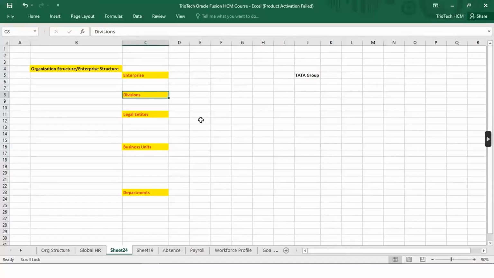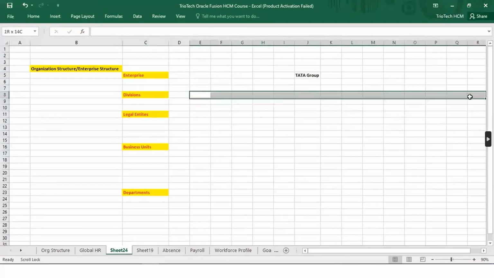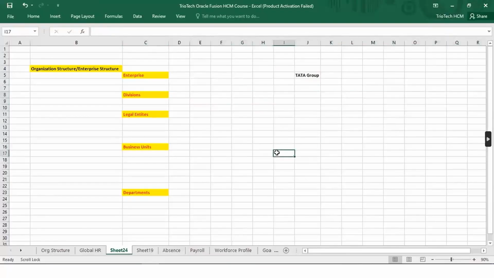What are divisions? How can I identify how many divisions that my client is having? See, divisions can be categorized based upon the business that our client is operating into, the business wise bifurcation or industry wise bifurcation that our client is into, or the region or the location wise.